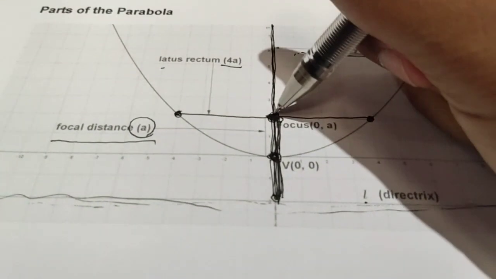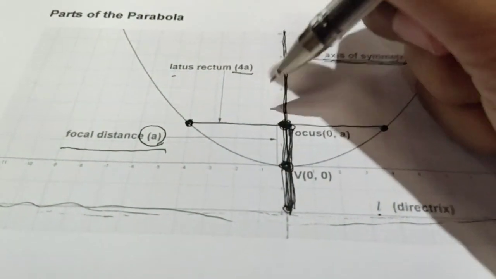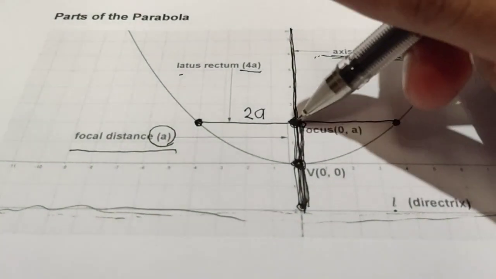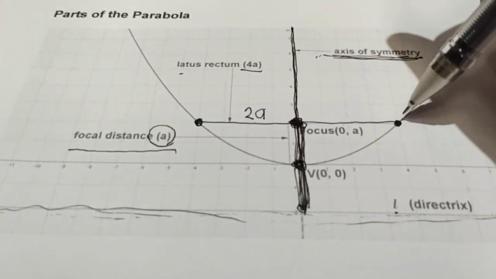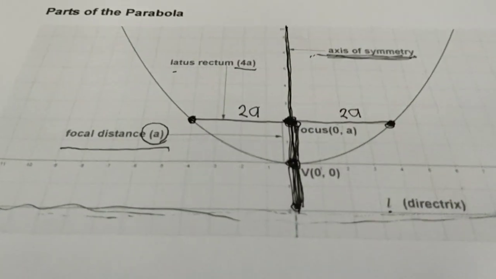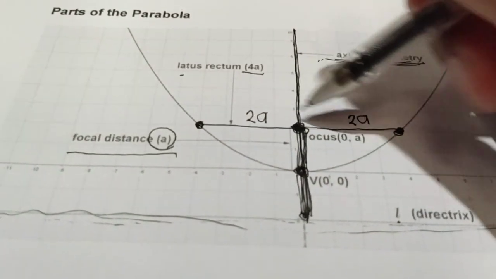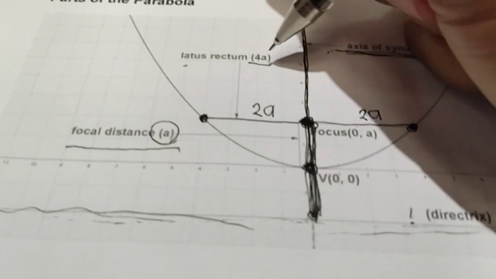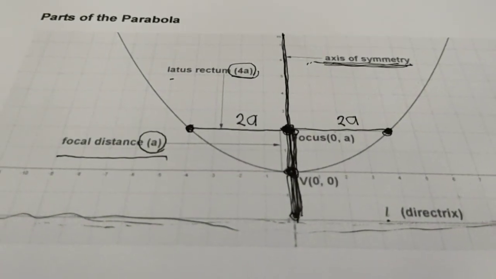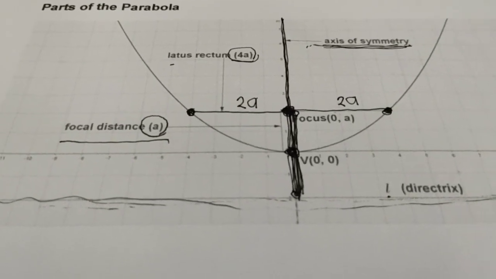From the focus to one endpoint is 2a. And from the focus again to the other endpoint is 2a. So these two sum up to 4a. Therefore, the total length of the latus rectum is 4a.